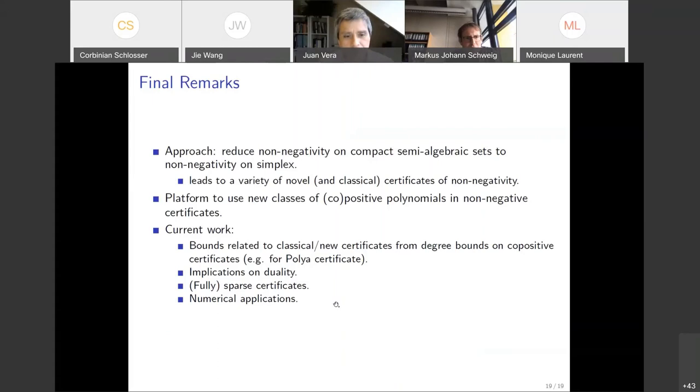And we are also working on obtaining fully sparse certificates. We can recover the sparse certificates of Lasserre, the SOS-based sparse certificates, by doing some tricks. But also right now, with one of my students, we are working on obtaining sparse certificates based not only on SOS, but on SONC or SAGE or maybe DSOS, on these other classes. And of course, we are looking into numerical applications. Right now this became a big project, and we are working on all these implications. Okay, and that's it. So I think we have time for questions.